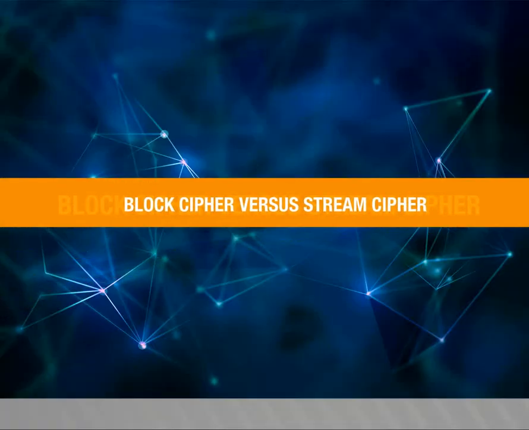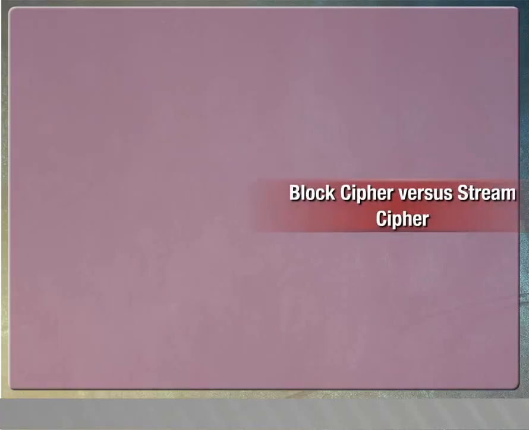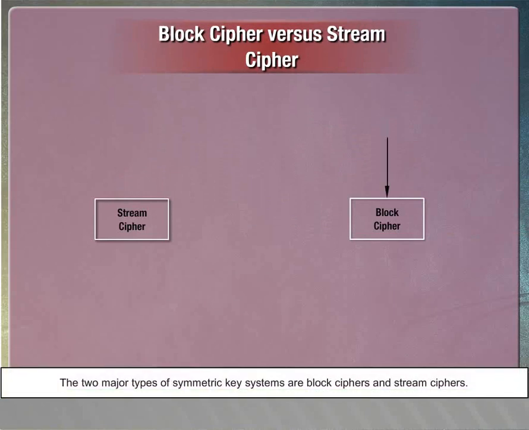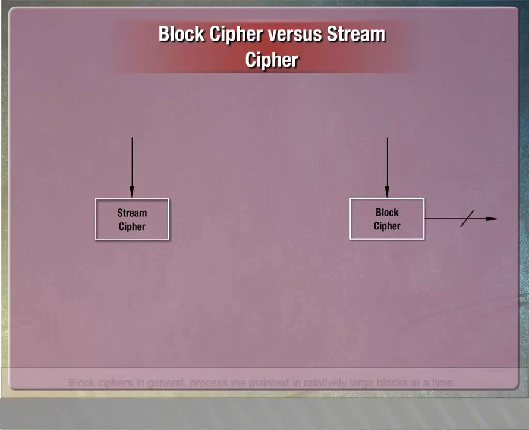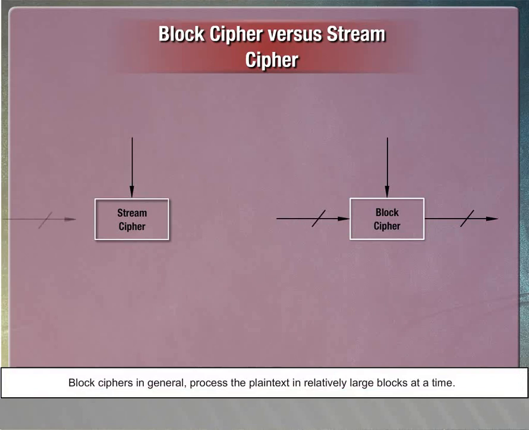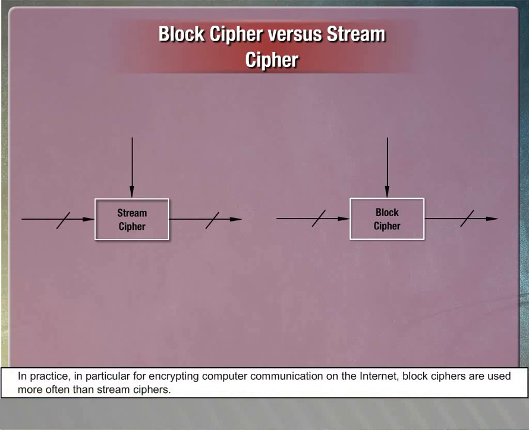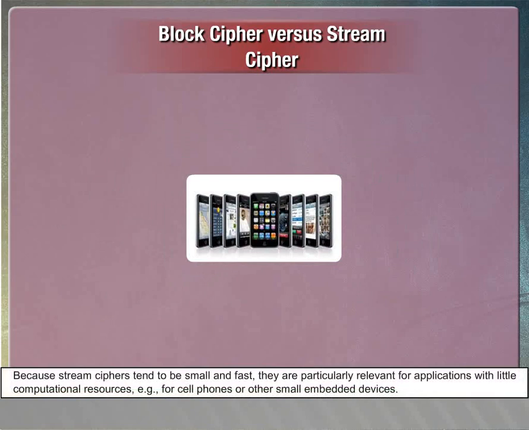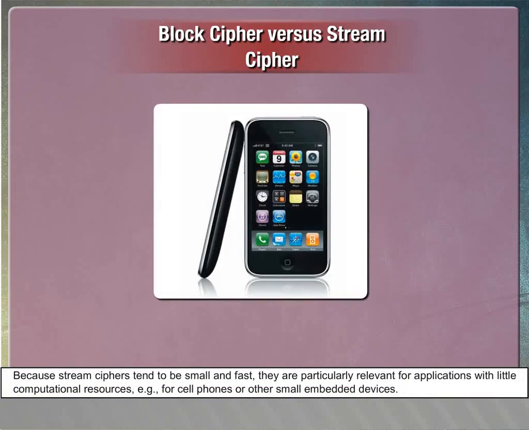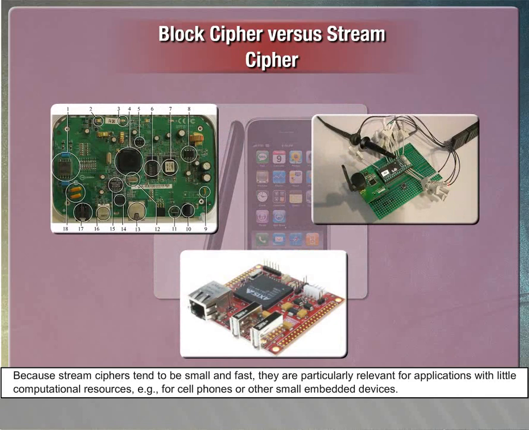Block cipher versus stream cipher. In this video, we are going to see about block cipher versus stream cipher. The two major types of symmetric key systems are block ciphers and stream ciphers. Block ciphers in general process the plaintext in relatively large blocks at a time. In practice, in particular for encrypting computer communication on the internet, block ciphers are used more often than stream ciphers. Because stream ciphers tend to be small and fast, they are particularly relevant for applications with little computational resources, for example, for cell phones or other small embedded devices.